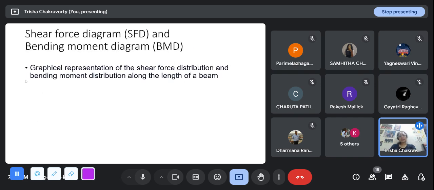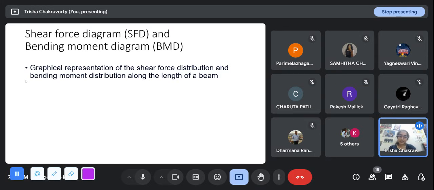Now, shear force diagram and bending moment diagram. Again, this is one of the most basic and important parts in your entire undergraduate civil engineering curriculum that you are going to study, because it will crop up everywhere. When you are doing design, it will come. When you are doing higher types of structural analysis like finite element, everything. This is the very basic thing that you have to understand very clearly right at the beginning.